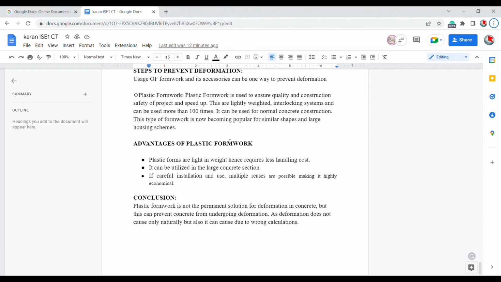This was some of the topics of concrete technology, and I have given one of the solutions for preventing concrete from undergoing deformation.